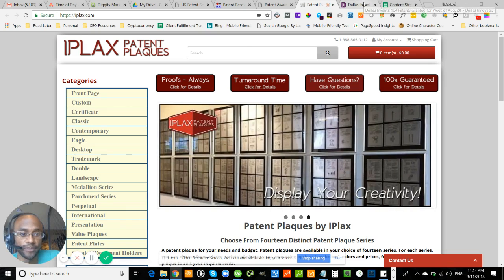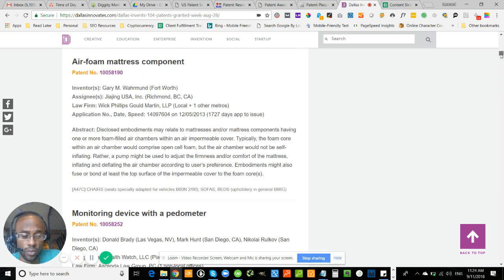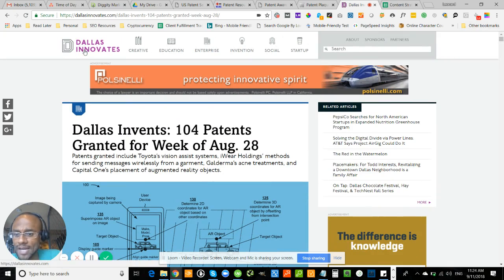The third thing I wanted to look at here was a resource where I came across this website, Dallas Innovates. It looks like what they do is each week, I'm guessing every Friday or so, they send out a roundup of all of the patents granted for that week. It looks like the last one was for the week of August the 28th. And they pretty much have a list of all patents that were granted during the week.